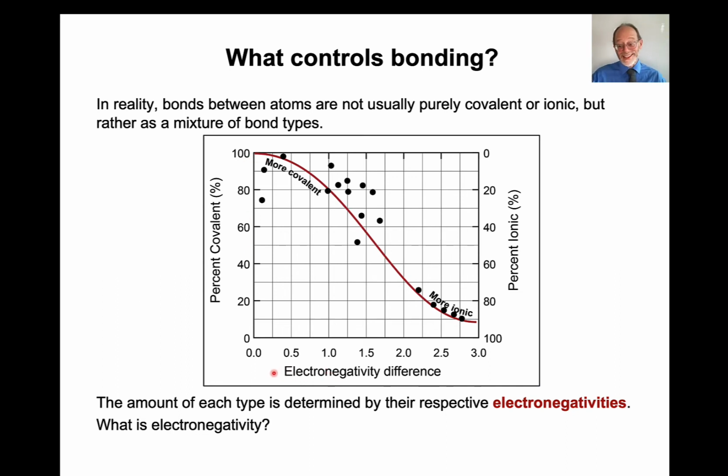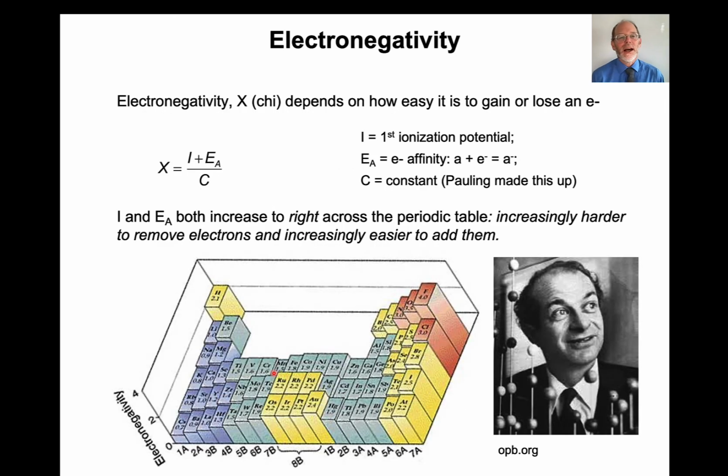Okay, what is electronegativity? Well, this is a description of how easy it is to gain or lose an electron. And this is where Linus Pauling came up with this definition. The electronegativity, chi, is a function of two different components. It's the first ionization potential. This is how difficult is it to kick an electron off of this atom. And the electron affinity, which is how easy is it to add an electron to an atom. And then there's a constant here. The constant is something that Pauling made up. And he did this so that all of the electronegativities would be normalized to a maximum electronegativity, which happens to correspond to fluorine, for a value of 4.